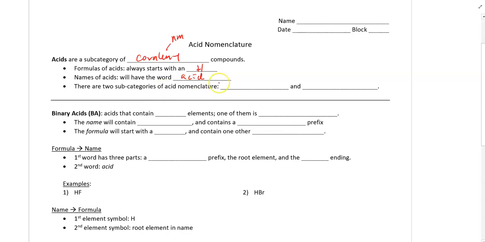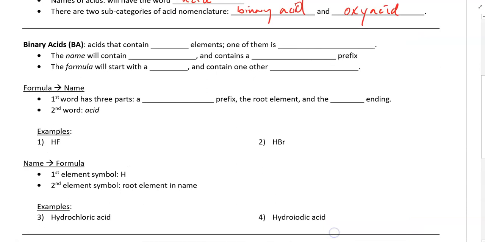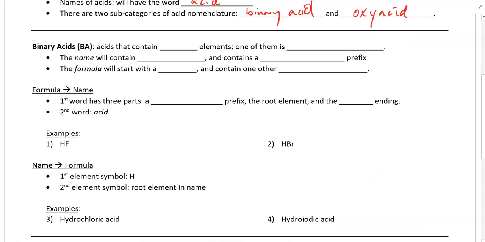There are two subcategories of acid nomenclature. Amongst all of the acids, there's one type called binary acid, and a second type called oxy acid. The great part about these names is that they give you a clue as to what they're composed of. Let's start with the first one, binary acids. The word binary refers to acids that contain two elements, and one of them has to be what? We just defined an acid as something that has a hydrogen in it, so the other one is going to be hydrogen.